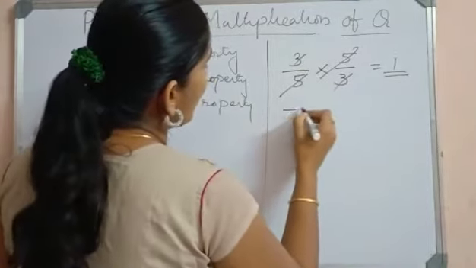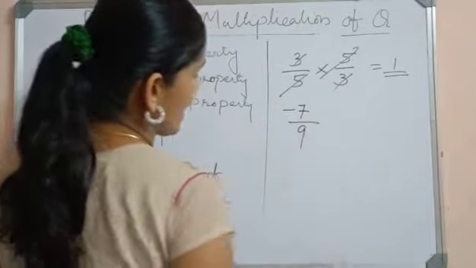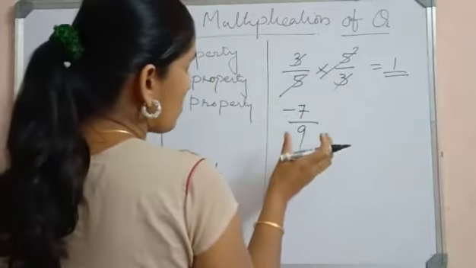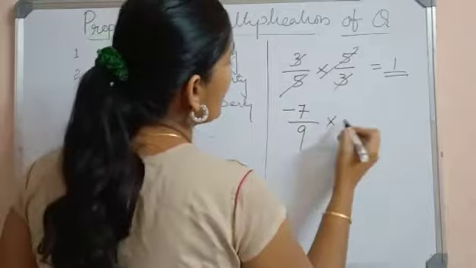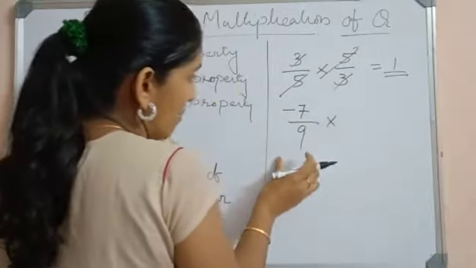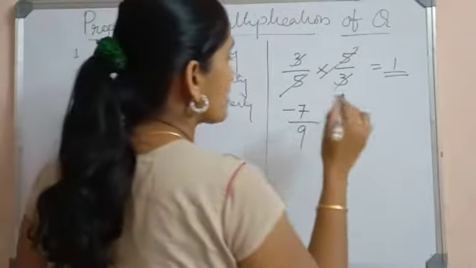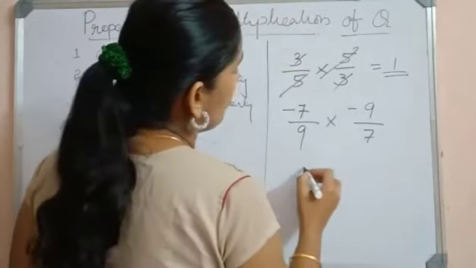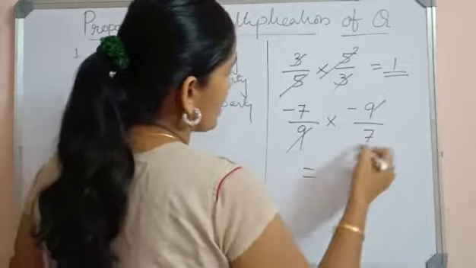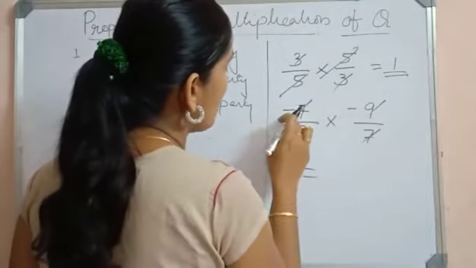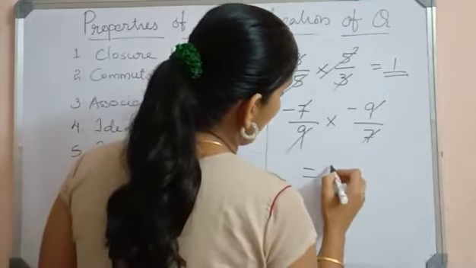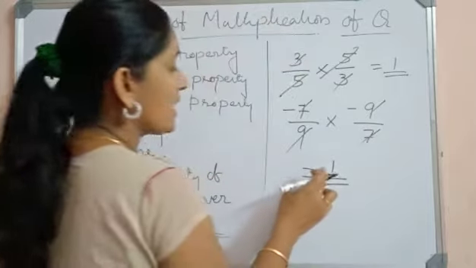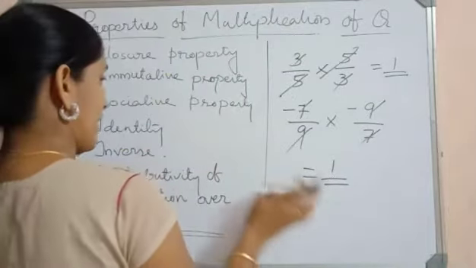If minus 7 by 9 is the rational number, the multiplicative inverse is the reciprocal of the same number, but the sign remains same. So this will be minus 9 by 7. When you multiply, you can say that 9 cancels, 7 and 7 cancels, minus into minus is plus, and the answer will be 1. So we are getting the identity of multiplication.